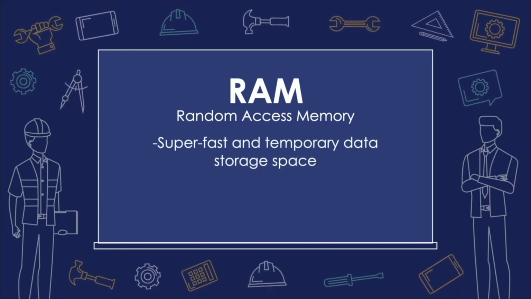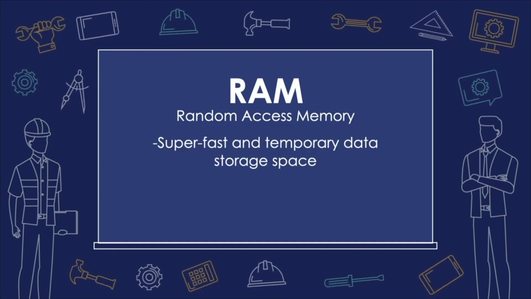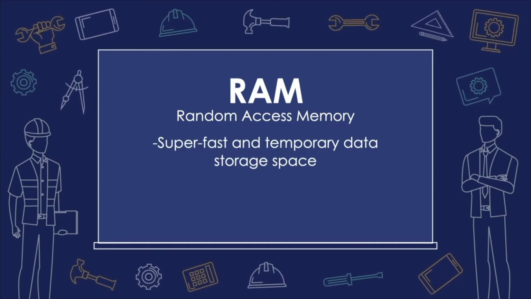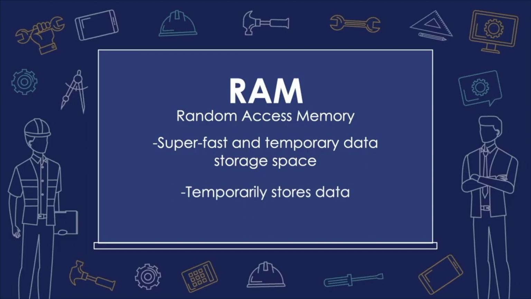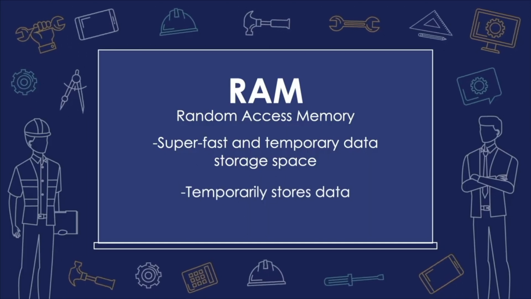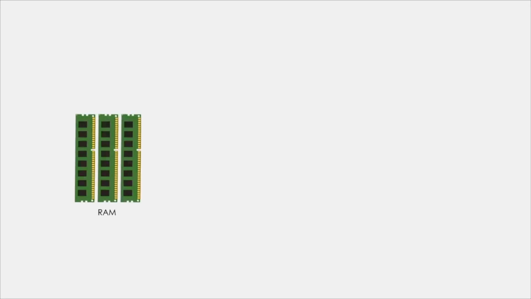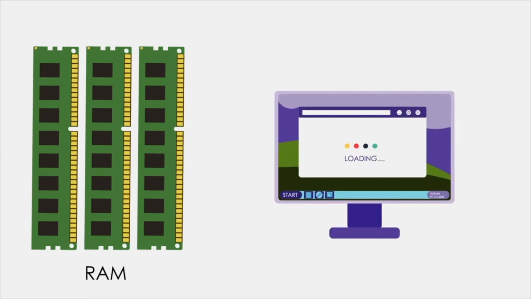RAM is a super fast and temporary data storage space that a computer needs to access right now or in the next few moments. RAM temporarily stores data and goes away when the power is off.